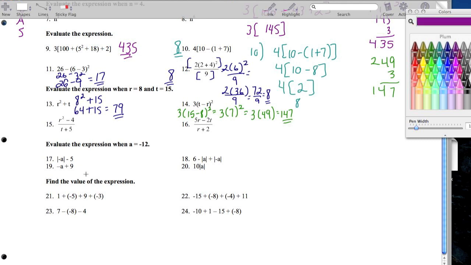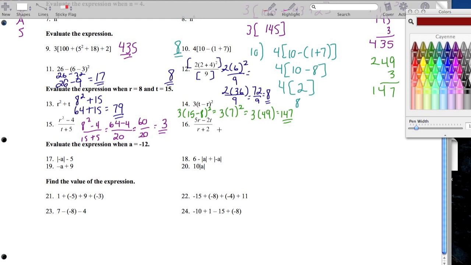Substituting my values in. It's going to be 8 squared minus 4 over 15 plus 5. 8 squared is 64, so we have 64 minus 4 in the numerator. 15 plus 5 is 20. It's going to give us 60 over 20 when we subtract 64 minus 4. Final answer of 3.